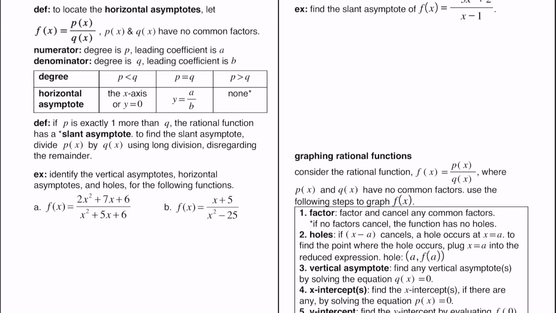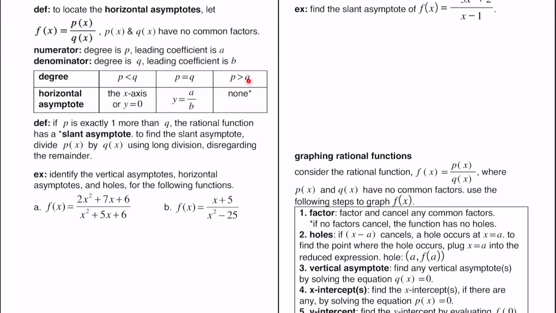Next we have horizontal asymptotes. So again, if we have our reduced fraction where the top and the bottom polynomials have no common factors, the numerator's degree, we'll call it p, and then we'll say a is its leading coefficient. For the denominator, the degree is q, and its leading coefficient is b. We compare p and q. If p is less than q, then the horizontal asymptote is the line y equals 0. If p equals q, then the horizontal asymptote is the line y equals a over b, where again a and b are the leading coefficients of the numerator and the denominator.